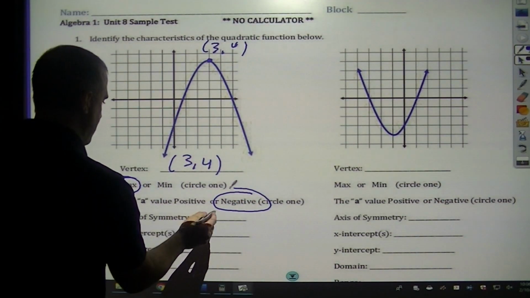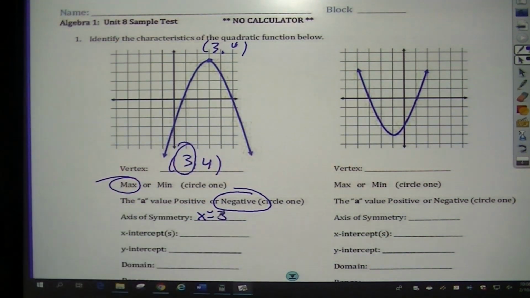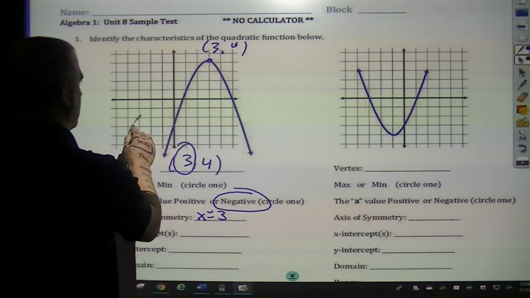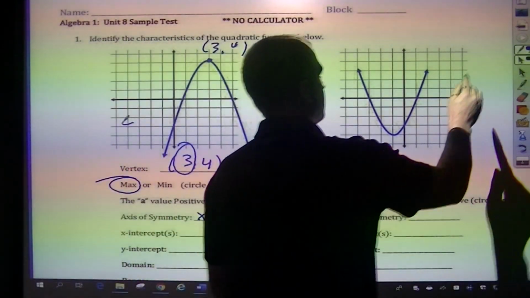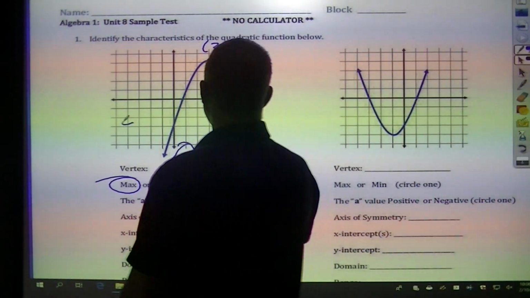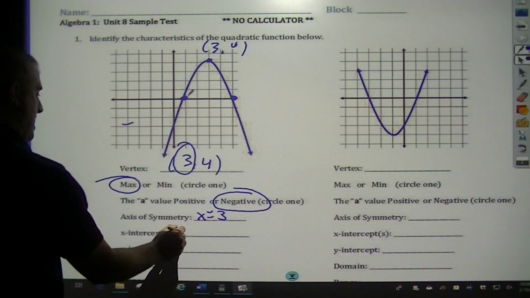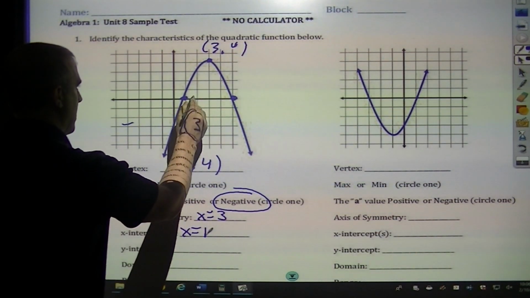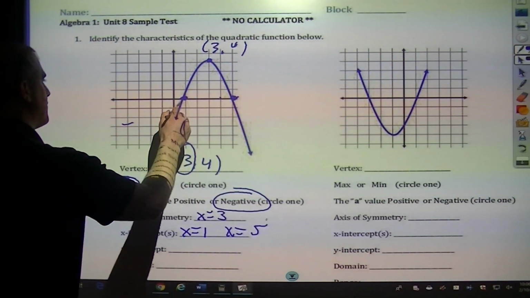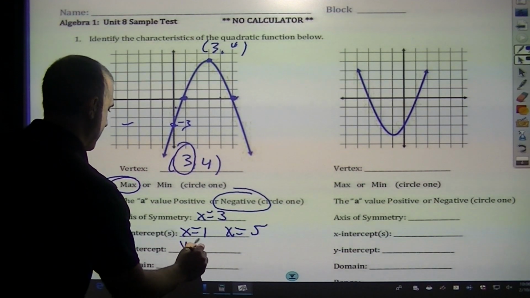Axis of symmetry is x equals whatever the x coordinate is of the vertex. The x-intercepts, we can go ahead and estimate those. That crosses at x equals 1, and 2, 3, 4, 5, x equals 5. The y-intercept, 1, 2, is negative 3, so it'll be y equals negative 3.